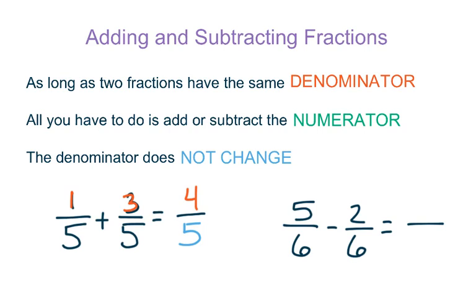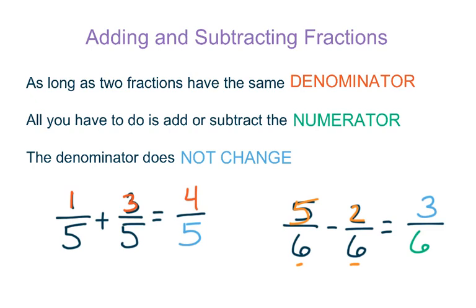Our next problem is a subtraction problem. 5/6 minus 2/6, and we want to know what that difference is. We see that our denominators are the same, so we know we can go ahead and subtract. It's important to look to make sure those denominators are the same. If they're not, we have to do a few more steps, but they are. So all we're going to have to do is subtract 5 minus 2, and 5 minus 2 gives us 3, and then our denominator stays the same at 6. And that's it. It's pretty simple when we have the same denominator. All we have to do is add or subtract those numerators.